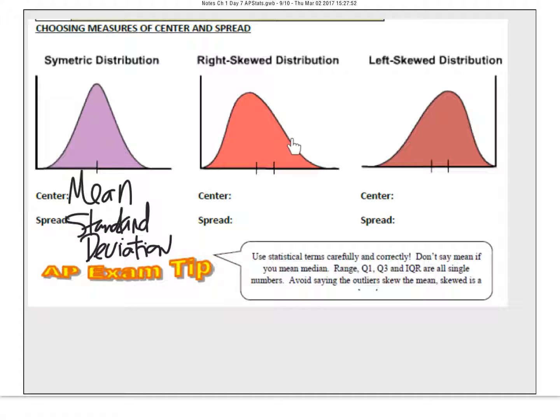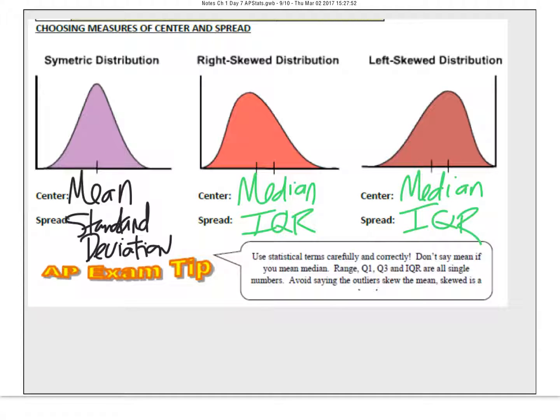Here we're going to see it skewed to the right, so we have outliers on the right-hand side. Because of that, our center should be the median, and our spread we definitely want to talk about is just IQR. If it were skewed to the left, where we have outliers on the low end, again, we're going to have the same thing. Our measure of center should be the median, and our spread should be the IQR.